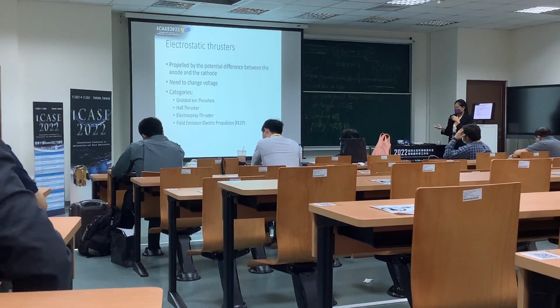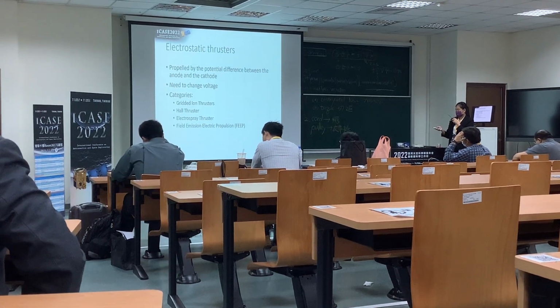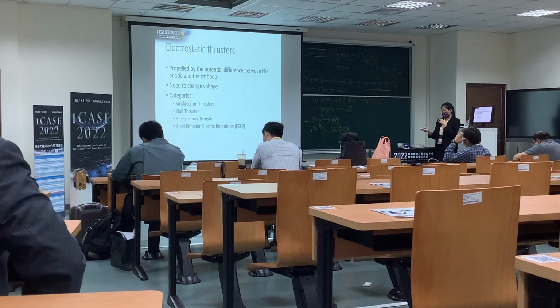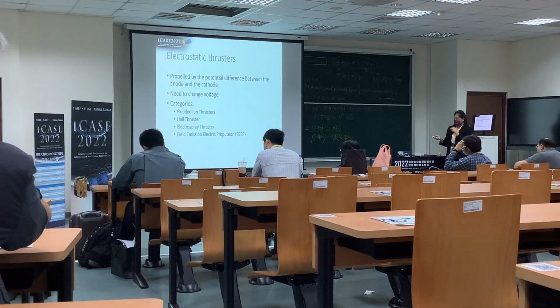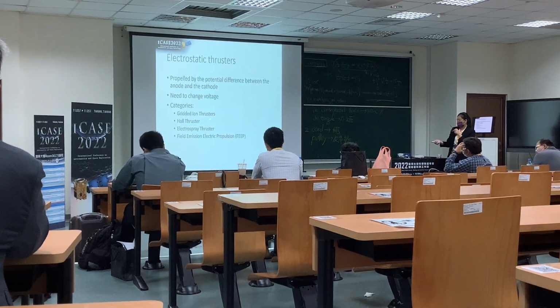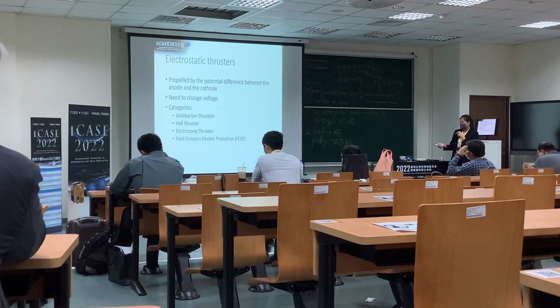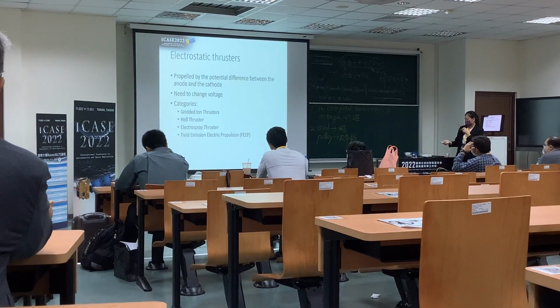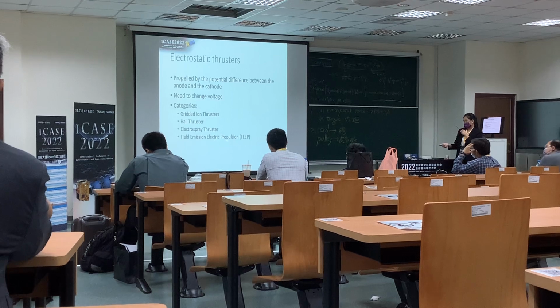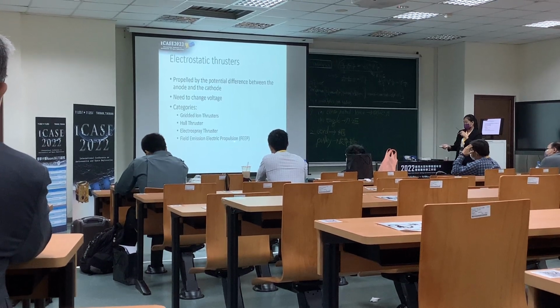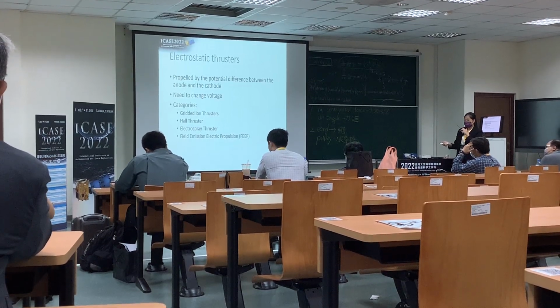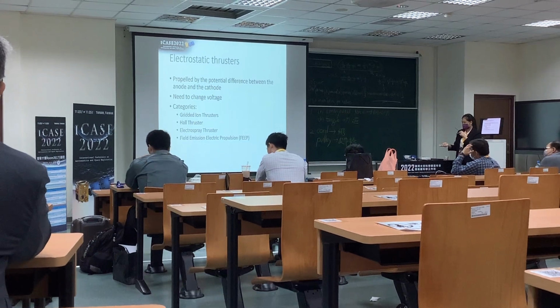We will analyze 4 types of electrostatic thrusters. The first 2, gridded ion thrusters and Hall thrusters, will consume all the energy we assign. The last 2, electrospray thruster and field emission electric propulsion, abbreviated as FEEP, will only take 1/1000 of the total power.